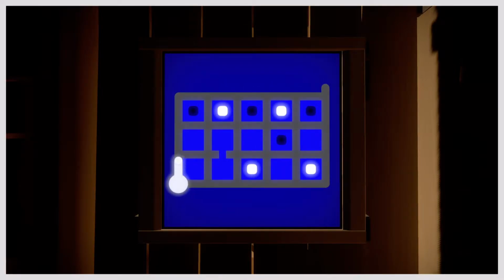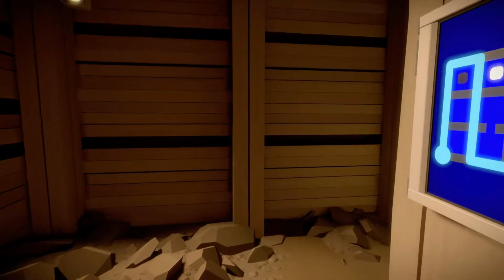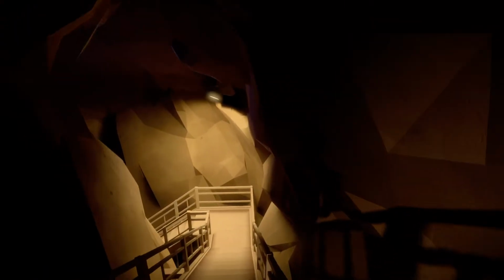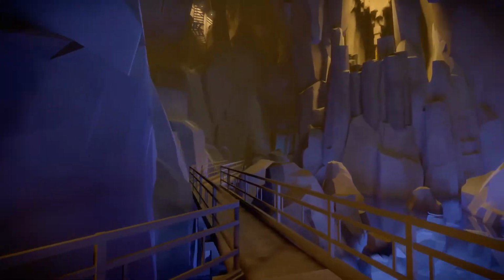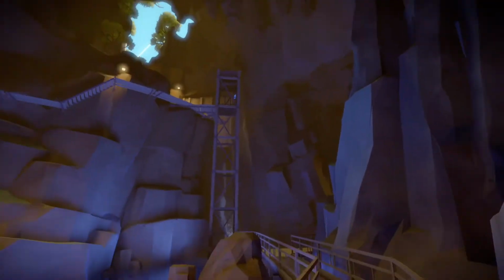Oh, I see. No. Yes. And here we are inside the mountain. I mean, literally inside. So we have some caverns over here. There's actually a lot of puzzle panels over here to solve. But I'm looking for one specific thing.